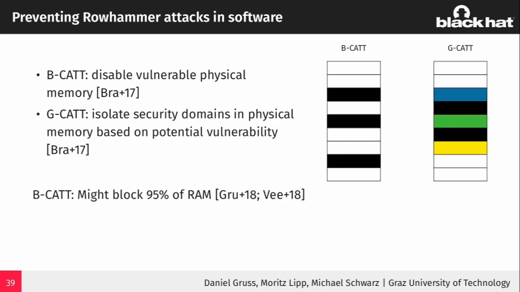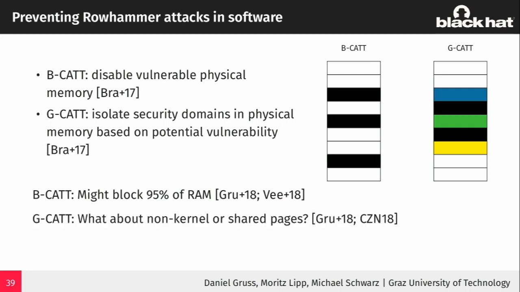So this will look like this. Either we disable memory or we leave gaps between the different security domains, right? The problem here is if we use CATT, there are multiple studies that find that 95% or more of your DRAM might be blocked and unusable. So this is not really practical. A memory overhead of 95%, I don't know. Why do I pay so much for my memory if I can't use 95%?